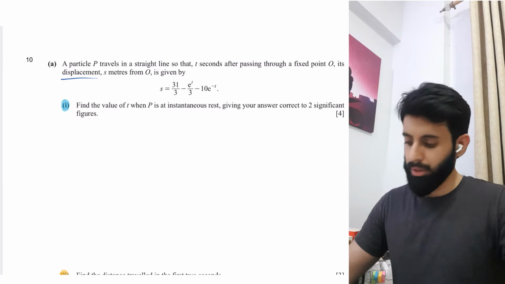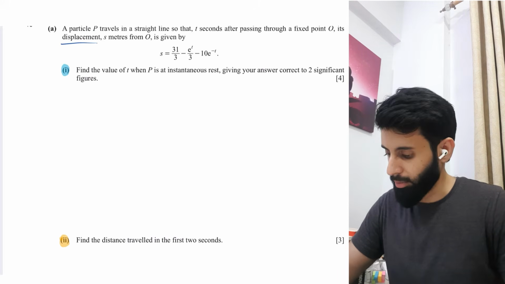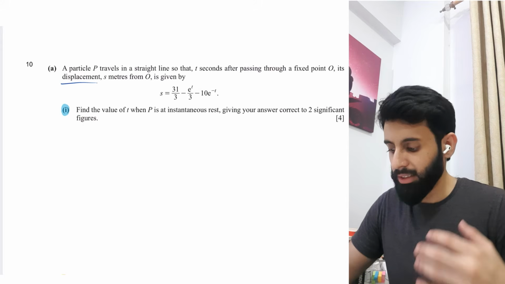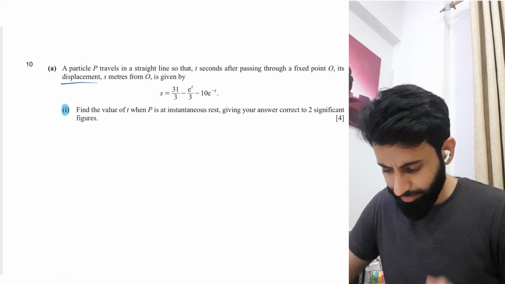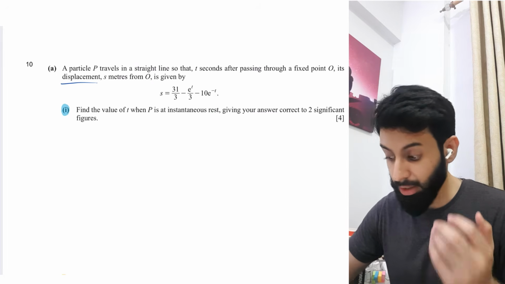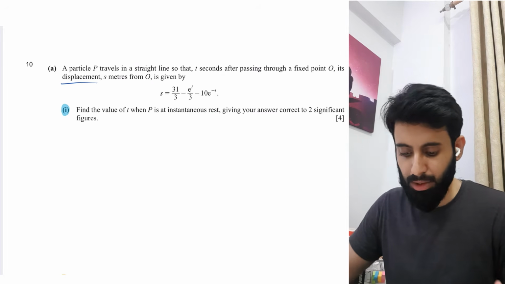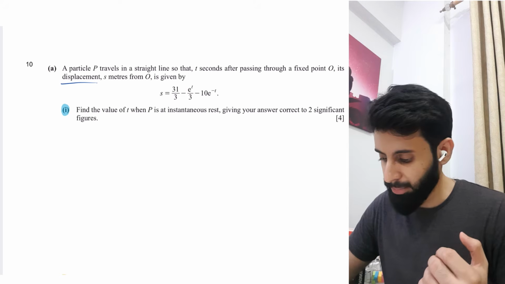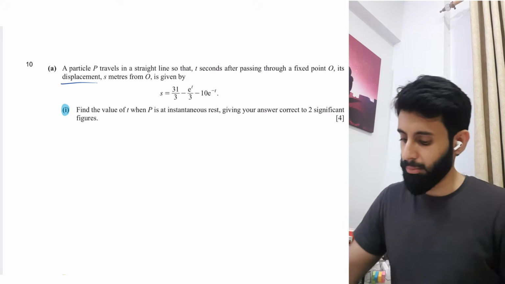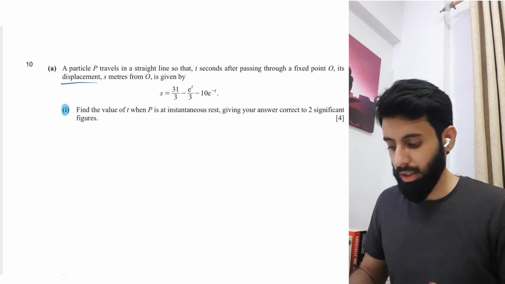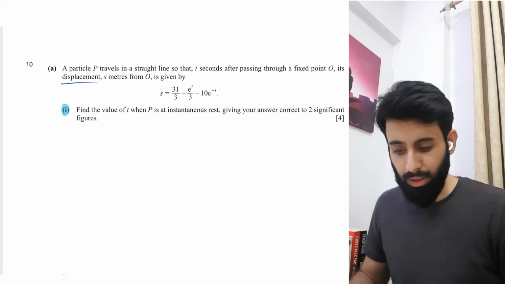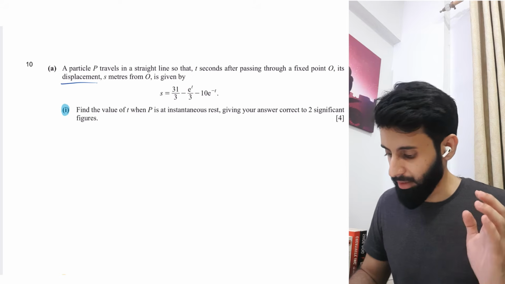Okay, so now we're doing question number 10, and this question, I should point out, is from May June 2021, paper 2, variant 4. It says a particle P travels in a straight line t seconds after passing through a fixed point O. Its displacement s meters from O is given by s equals 31/3 minus e^(t/3) minus 10e^(-t), and you can see that I've already underlined the word displacement. Then let's see what it says.